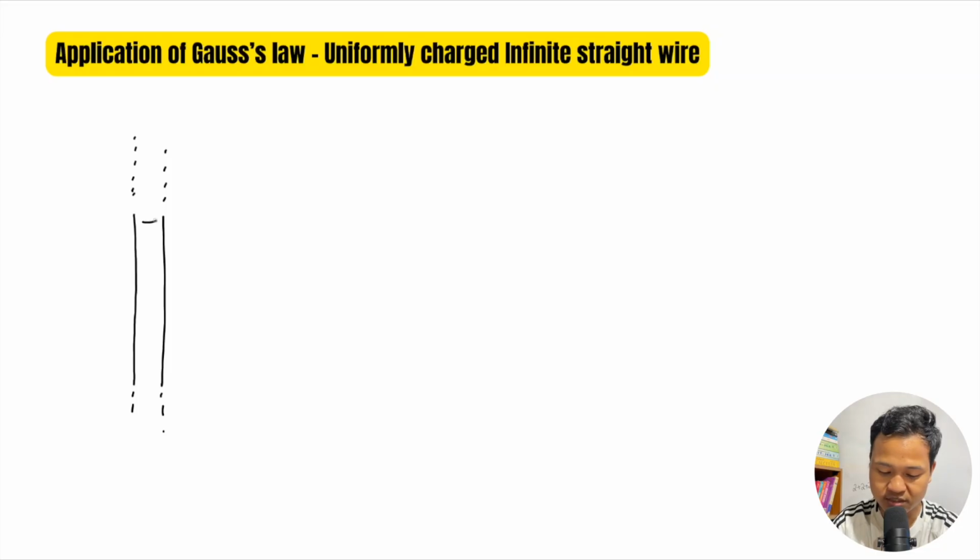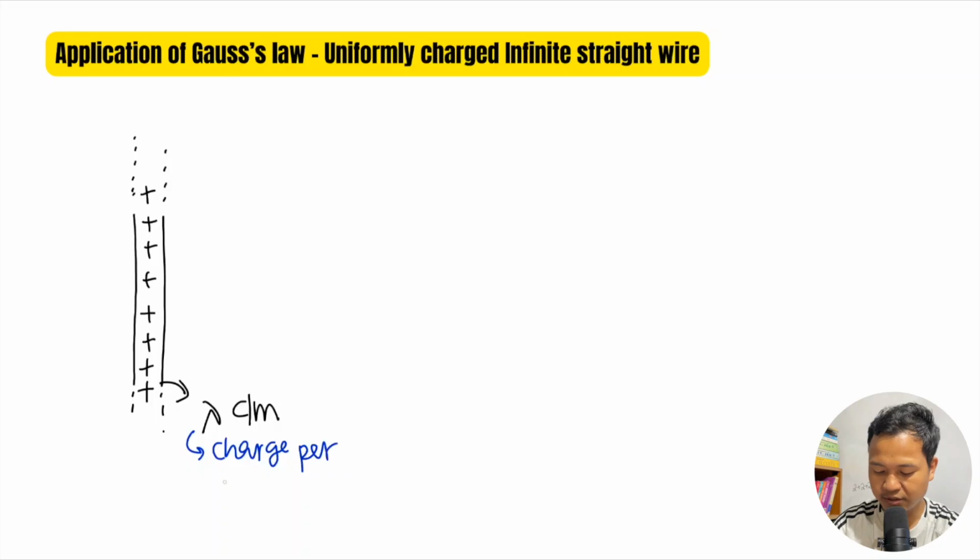Let's say the charge is plus Q. Let's say the charge distribution is lambda coulomb per meter. Lambda is the charge per unit length, the linear charge density.